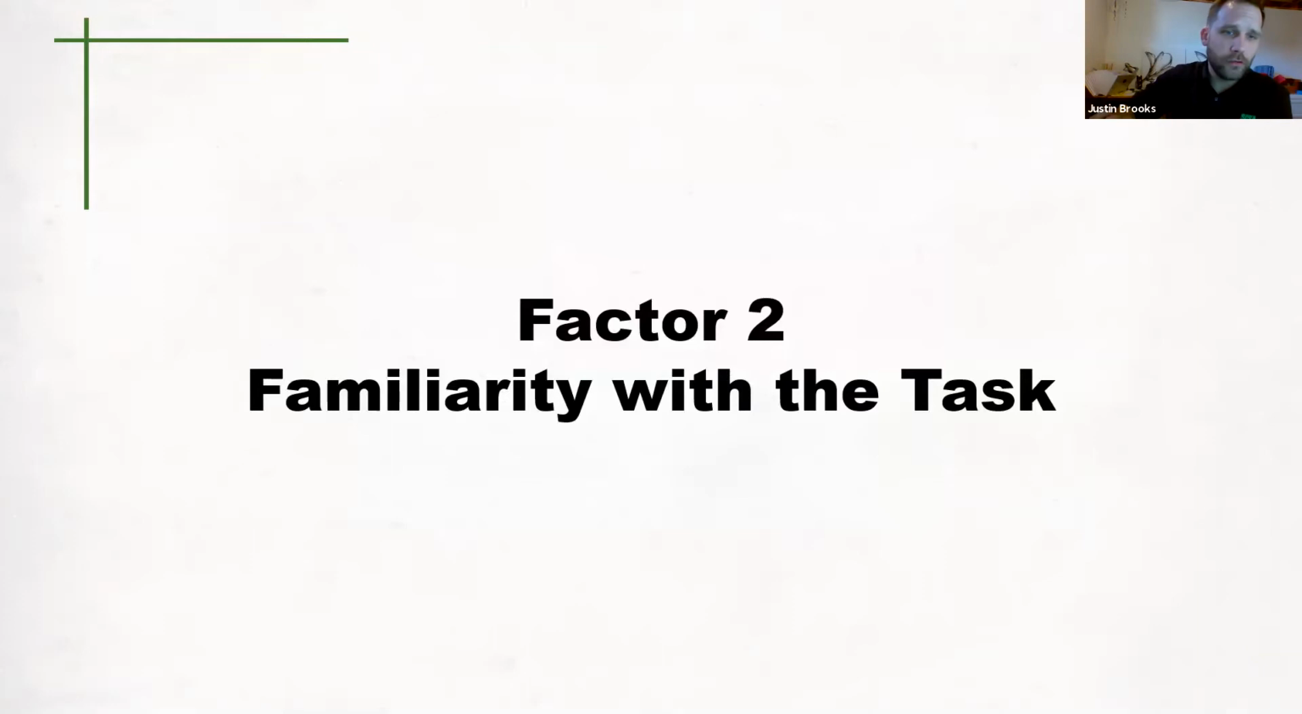All right, so factor 2, familiarity with the task. Complacency occurs when a worker completes a task successfully many times and has the skill to complete it successfully without thinking. The worker may become unaware of the potential hazards of the task due to the multiple successful completions without the hazard being an issue. The worker has developed enough skill to complete the task without being fully focused on the task.